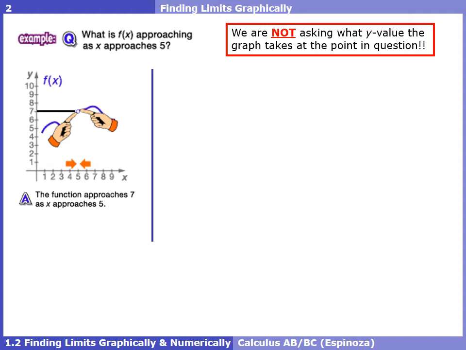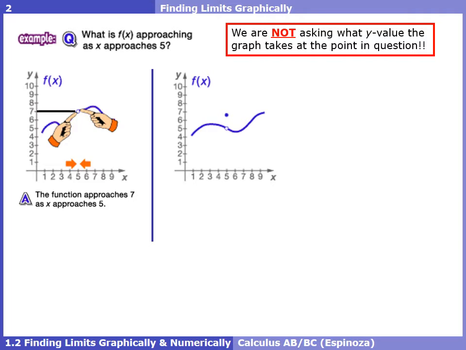And again, if your fingers help you out in doing that, you can put your left index finger on the graph to the left of 5, you can put your right index finger on the graph to the right of 5, and then move your fingers slowly and closer and closer as you approach 5. If your fingers are coming together, we know that there's a value that we're approaching, and that y value in this case is 7.